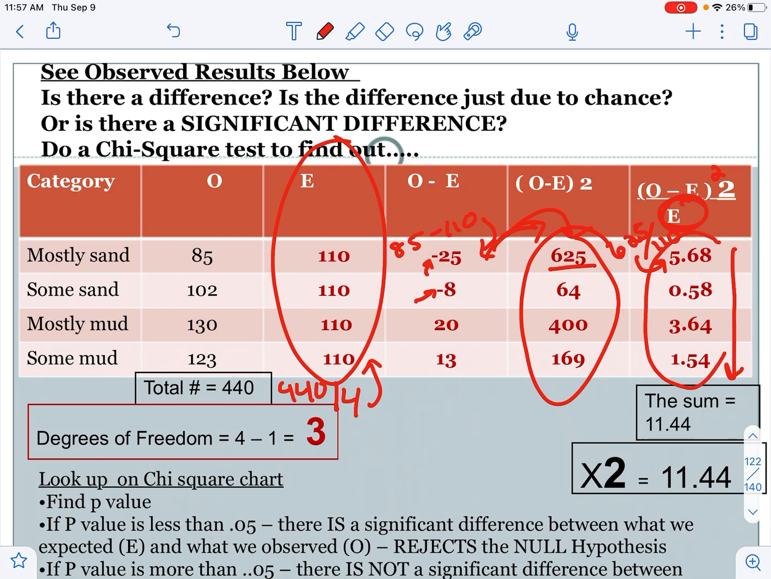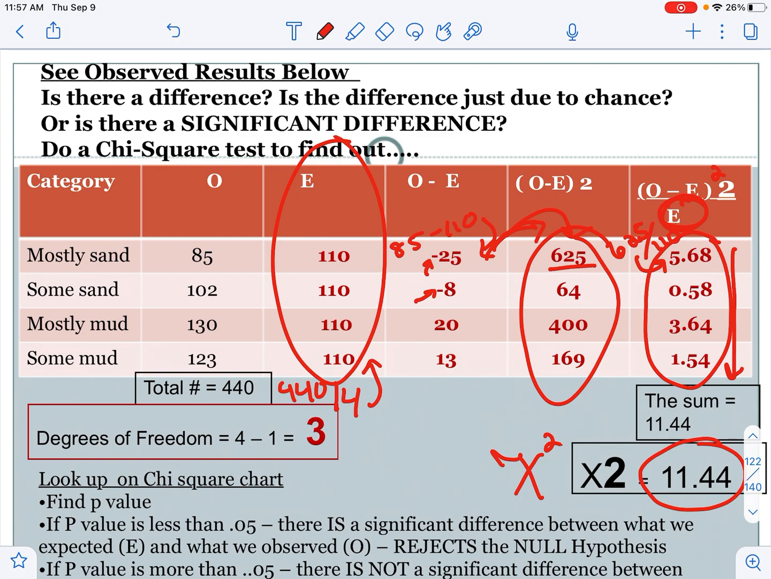So once you do that for all the rows, you take the sum of all those numbers, because it's the sum of the observed minus the expected squared over the expected. So just add those up, and that is your chi-square value. Again, this is supposed to be like that. But so our chi-square is 11.44. Again, that's it. We're done. We don't solve for x.